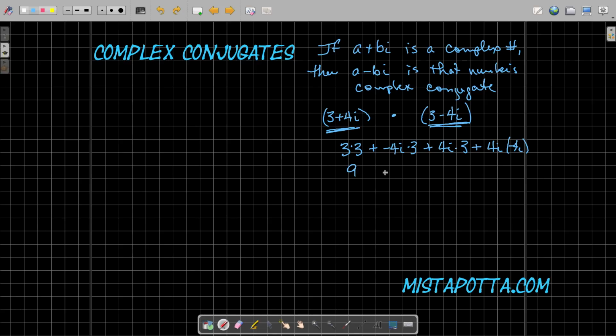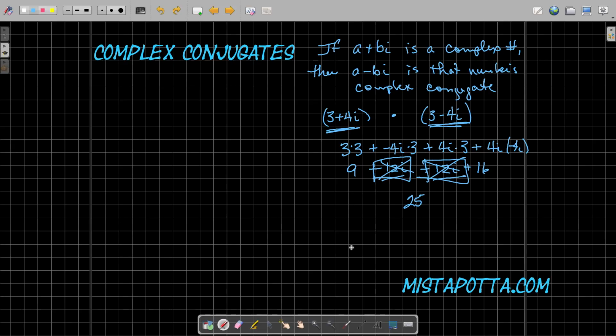So I'm going to have 9 minus 12i plus 12i, and 4i and negative 4i is going to give me a positive 16. Notice that these are additive inverses. They're going to become a 0 pair. And I have 9 plus 16, which is 25. And so what's really nice about this is that if I multiply a complex number by its conjugate, I'm going to get rid of any imaginary part. I'm going to be left with a constant that's real.